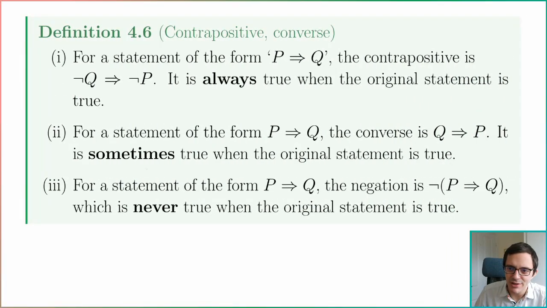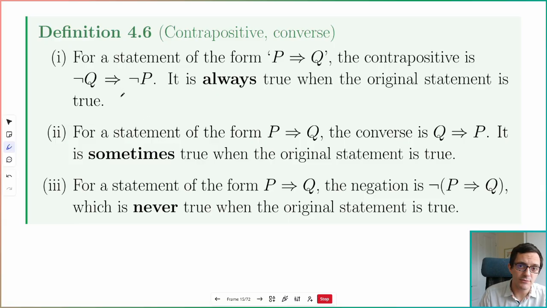So here's a definition. For a statement of the form P implies Q, the contrapositive is the statement not Q implies not P. And this statement is always true when the original statement is true. You might like to check that using the definition of implies from the truth tables or from that logical notation.